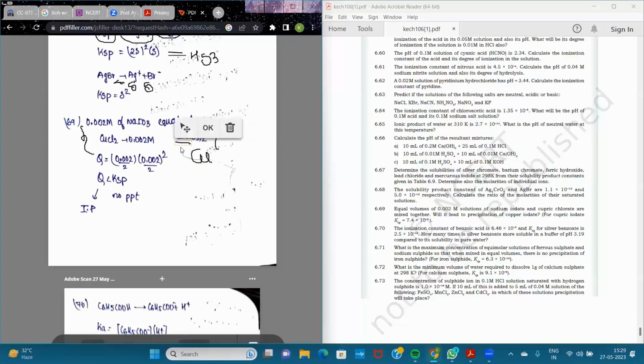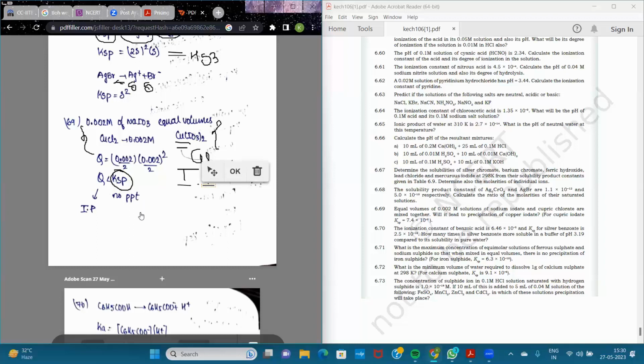To find that, we need to find the ionic product and compare it with the solubility product. We can find the ionic product for the following: the solubility of Cu(IO3)2 is the concentration of Cu2+ into the concentration of IO3 minus whole square. This is the ionic product. Sorry, Cu2+ into IO3 minus whole square.